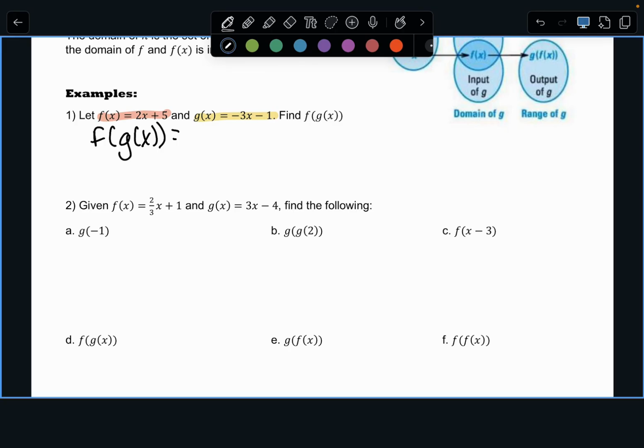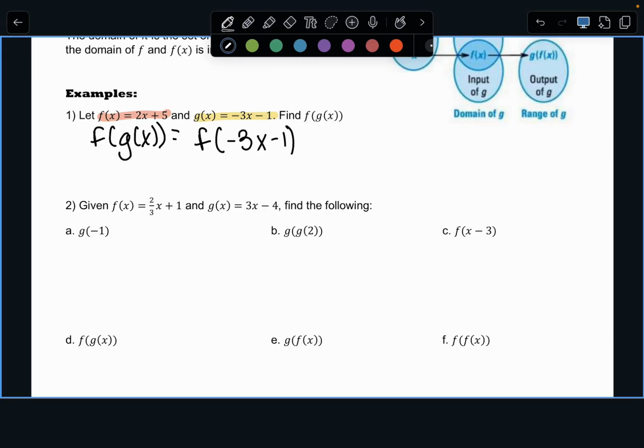Let me teach. You start on the inside. Do I know what g of x is? Yes. It's right here. It says g of x equals. All I'm going to do is replace that g of x with what's in here, just to make it look a little nicer. f of g of x is the same as f of negative 3x minus 1.